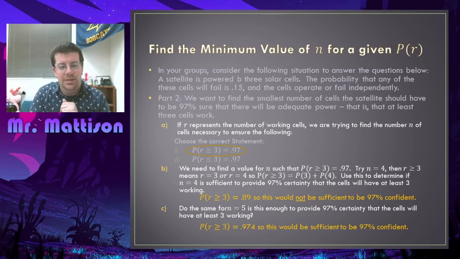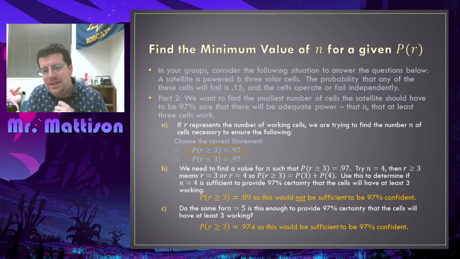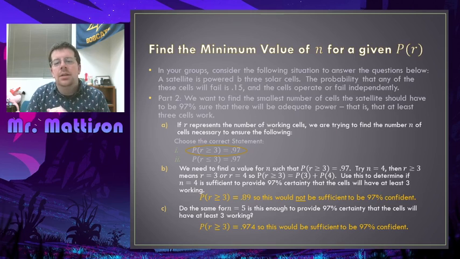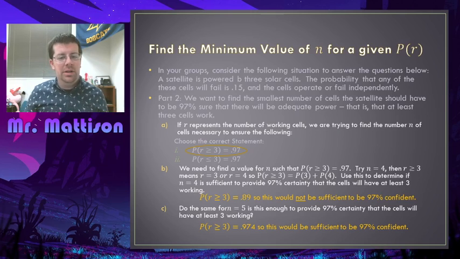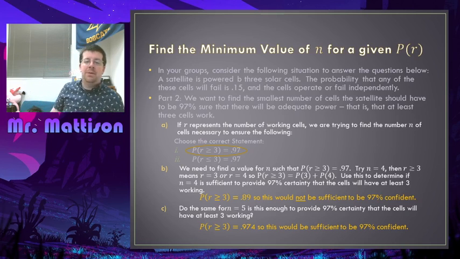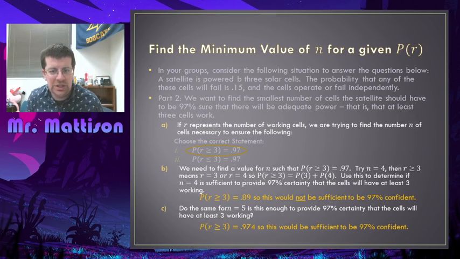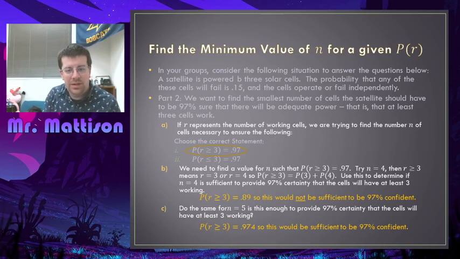So to do this, we need to find the value of n such that P of R greater than or equal to 3 is equal to 0.97. So let's make n 4. Then that means that R is either 3 or 4, because my number of successes greater than or equal to 3 is either 3 or 4 if my sample size is 4. So I need to find my probability of 3 successes plus my probability of 4 successes.